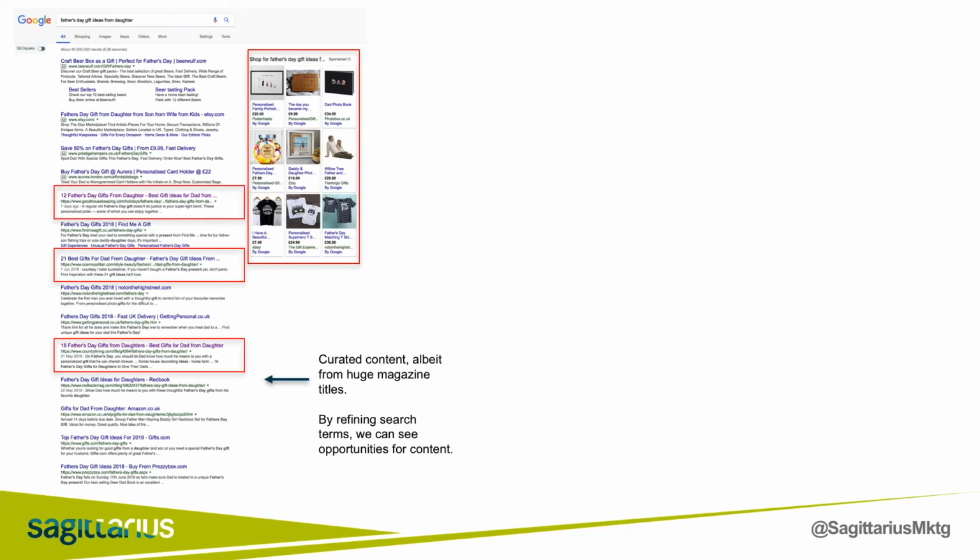If you take one of the related searches and move it into Father's Day gift ideas from daughter, you see that the results page completely changes. The ads have now become less beer related. In fact, there's no beer in there at all. And you can see that we've got a few results in here that aren't e-commerce. They're curated content. They're from big magazine titles, but actually you can see that you start to have an opportunity here to create some interesting content that could rank.